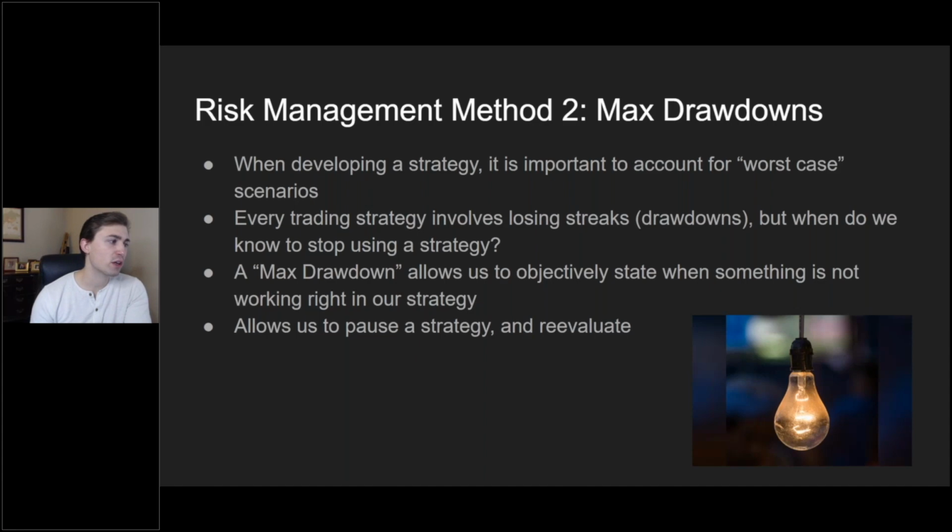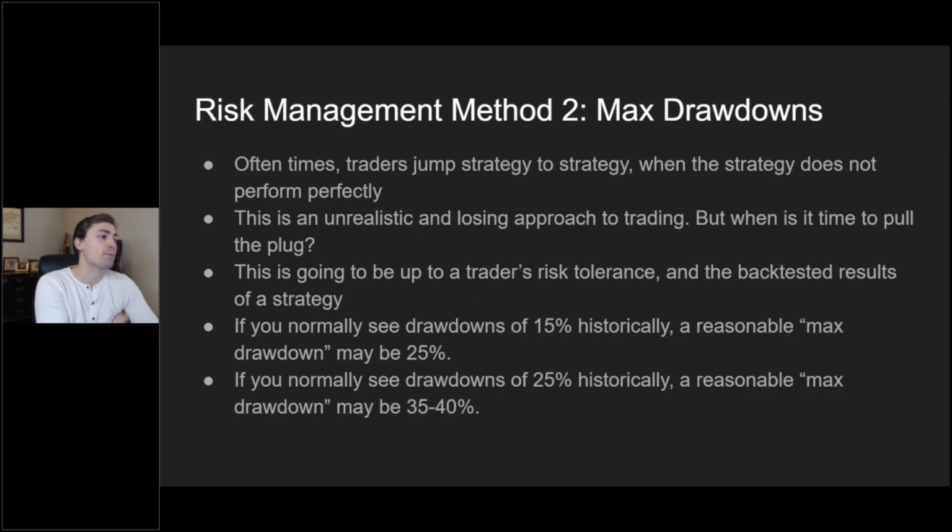There are some answers that we could go through, but every trading strategy involves losing streaks. So a max drawdown allows us to objectively state when something is not working anymore in our strategy. This is going to be the pull the plug, if you will, on the strategy. It allows us to pause a strategy and reevaluate. So there are some answers to this, and the biggest one is going to be back testing. If you back test your strategy thoroughly, you'll have an idea of the performance of that strategy and the max drawdowns that you should probably expect.